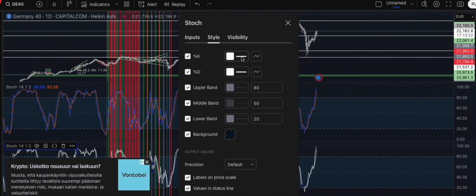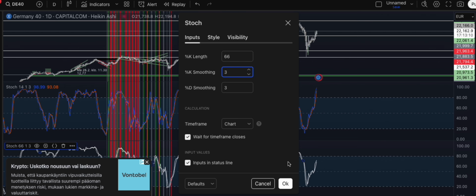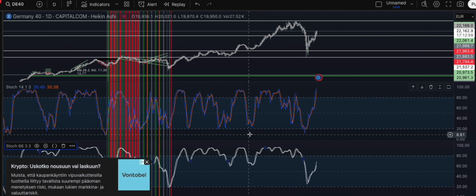I change the color into white because I want it to look different from the fast moving stochastic, and I use the value 66, 3 and 3 smoothing, and this is how it looks. It moves very calmly and slowly and gives you the overall market confirmation on the market condition.